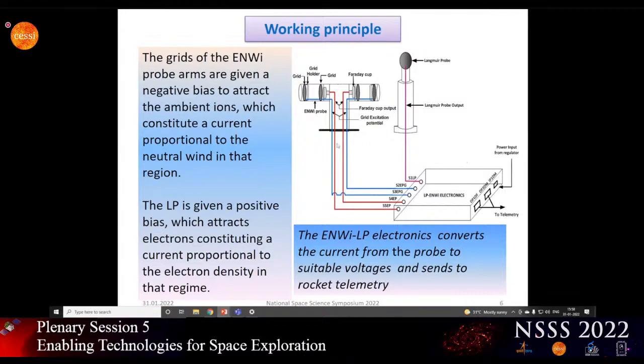This is a simple block diagram to explain the total working of the system. The grids of the NV are given a negative bias to attract the ambient ions, and they constitute a current which is collected by the Faraday cup, and it is proportional to the neutral wind in that region. This current is received in the NVLP electronics. The LP is given a positive bias which attracts electrons, constituting a current proportional to the electron density in that regime. Both of these are collected by the NVLP electronics, where the current from the probe is converted to voltage and sent to the rocket telemetry.